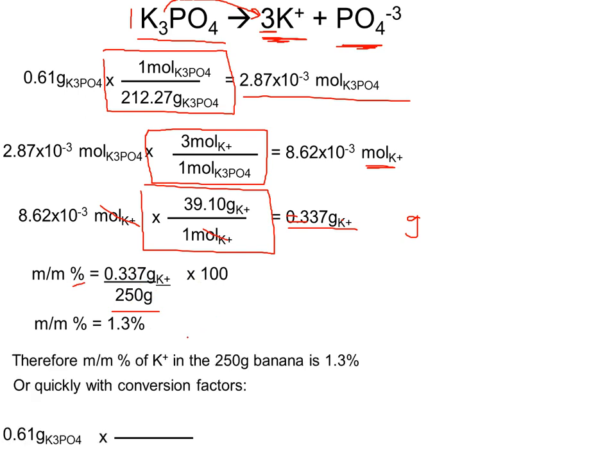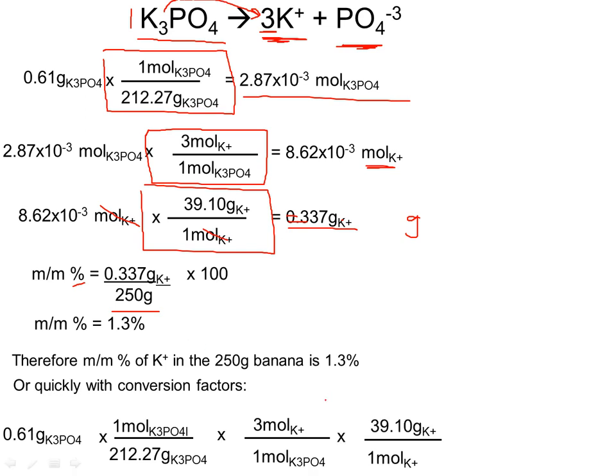Quickly, conversion factors, we can do the first 3 steps just like we did when we did mass to mass stoichiometry. So we're taking our grams of potassium phosphate and converting it into moles of potassium phosphate. Moles of potassium phosphate is then converted to moles of potassium, which is then converted into mass of potassium, and we'd get our 0.337 grams of potassium. Divide that, that's the portion, by the whole mass of the banana, and that would equal, if we wanted to write it as a percentage, multiply by 100, and you get your 1.3%.